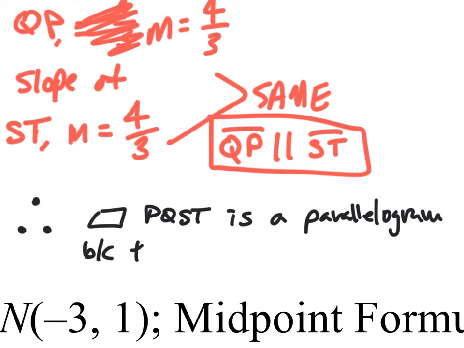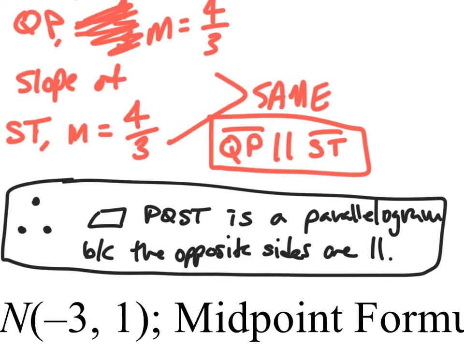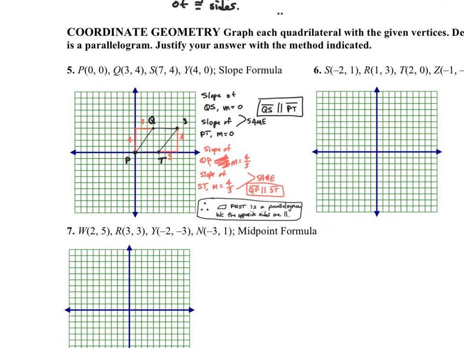because the opposite sides are parallel. Okay, and that's it. That's all I need to say here. Okay, so that's number 5. So we'll need to use the slope formula, sometimes the distance formula, and all that. So let's go ahead and take a look at number 6.